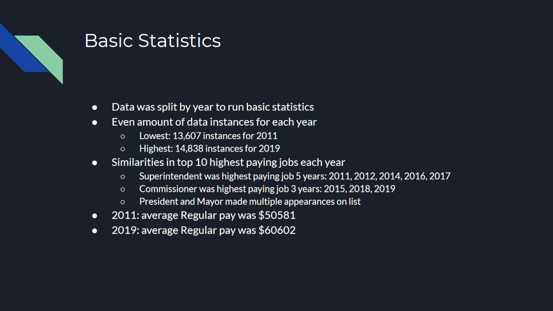Each year had a very even number of data instances. There was no year that had a big spike or big drop in the number of rows available. The lowest amount of data instances was for 2011 when we had 13,607 instances, and the highest number was for 2019 when we had 14,838. And so this was good because this provided us about equal sample size for each year.